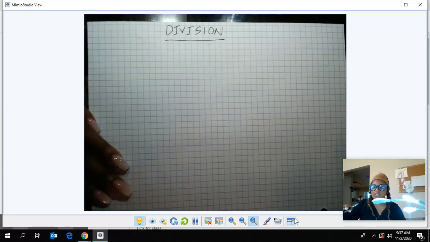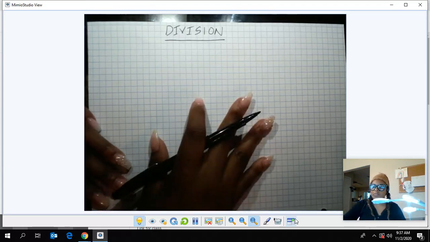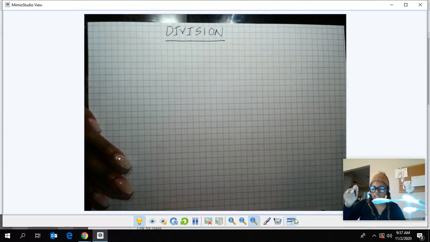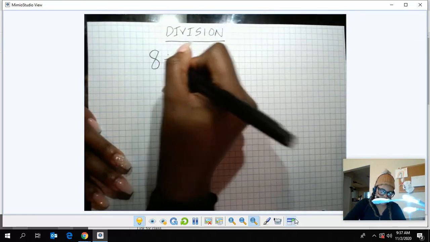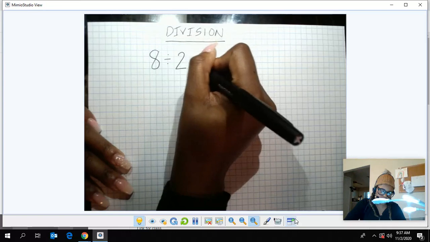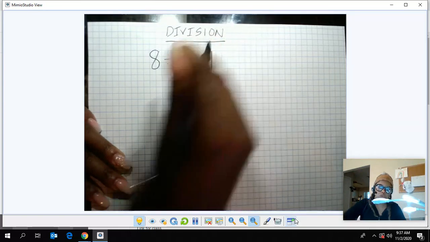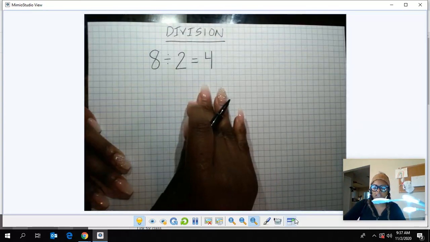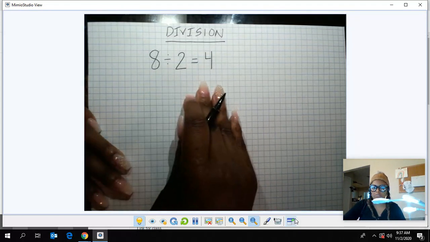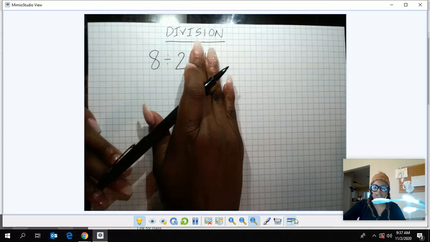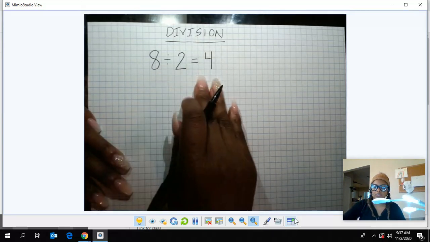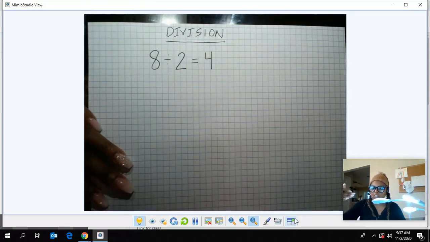So, first things first, let's look at a division problem. Let's get straight into it. Let's look at 8 divided by 2 equals 4. So I'm going to give you the full equation. Okay, the full equation. Remember, an equation has an equal sign, an expression does not. So here's my equation.